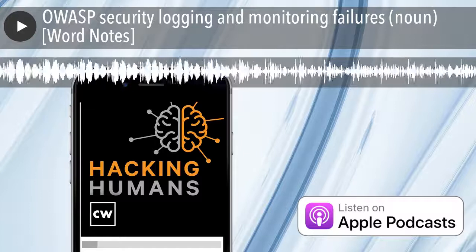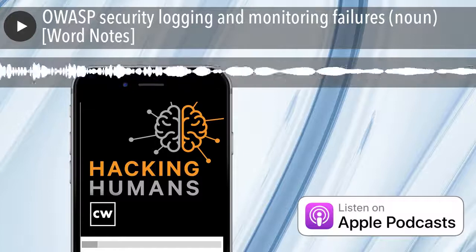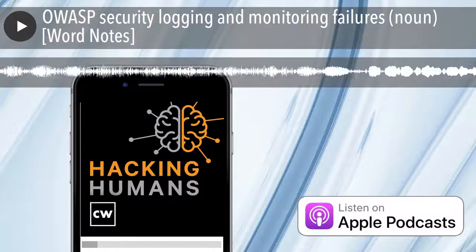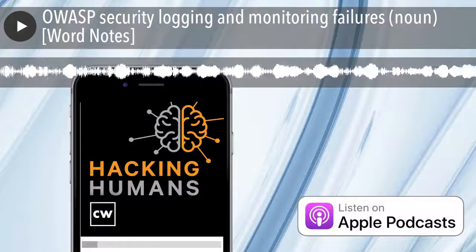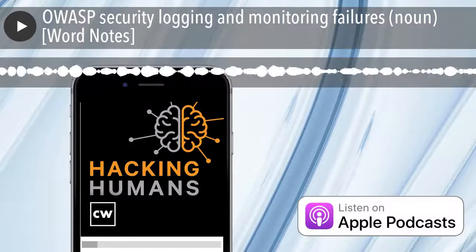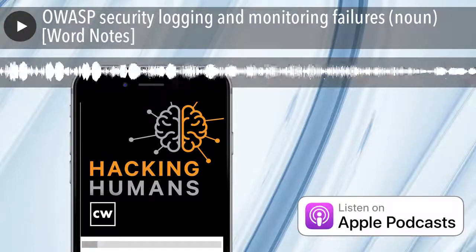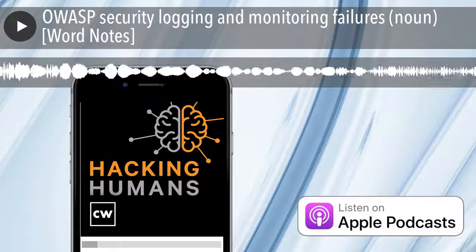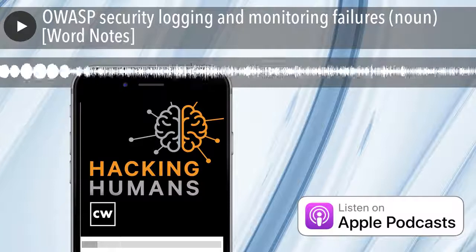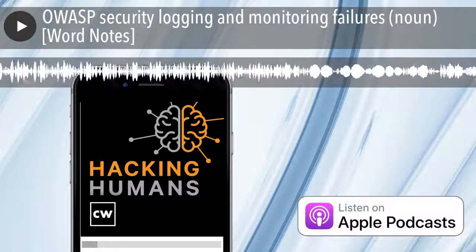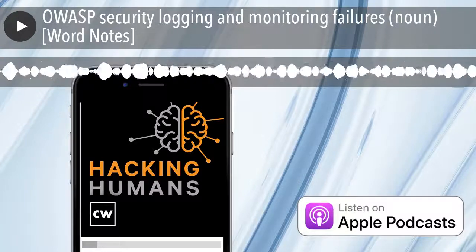Definition: the absence of telemetry that could help network defenders detect and respond to hostile attempts to compromise a system. Example sentence: there is no direct vulnerability that can arise due to security logging and monitoring failures, but insufficient planning here can directly impact visibility, incident alerting, and forensics.